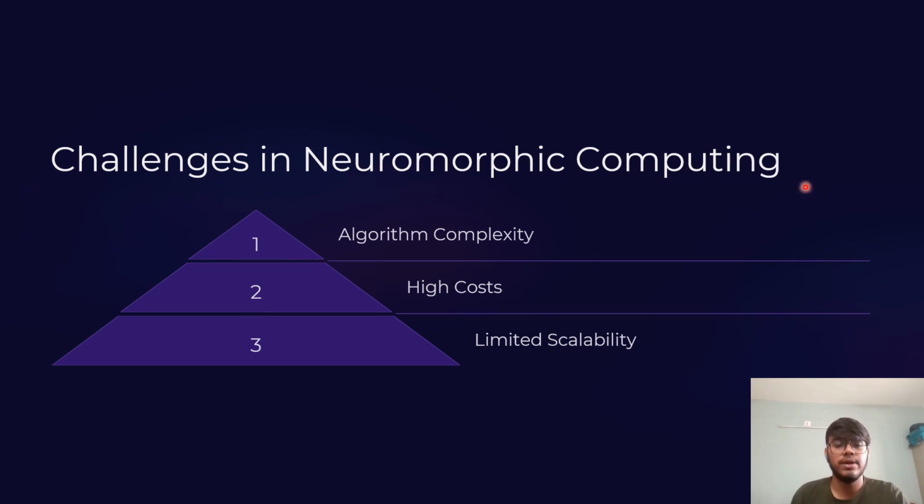Challenges in neuromorphic computing. Of course, there are still some challenges. One of the main issues is the complexity of algorithms. Neuromorphic systems are difficult to program and design. The development cost is also high since the hardware and tools are still new, and limited scalability is a concern. Building a large-scale system that works like a full brain is still a big task. Despite this, research is moving fast and solutions are improving.